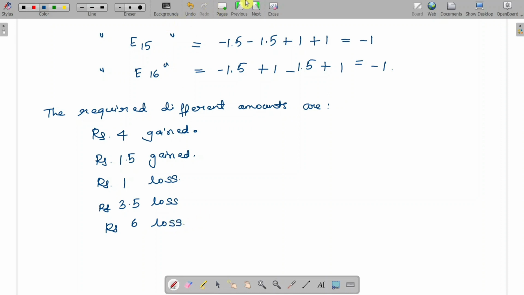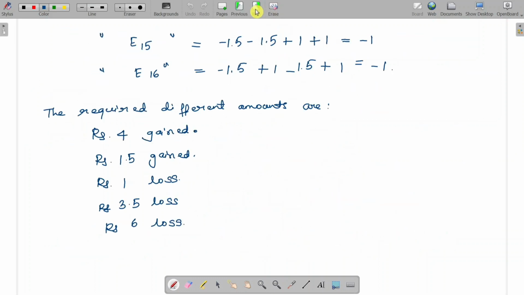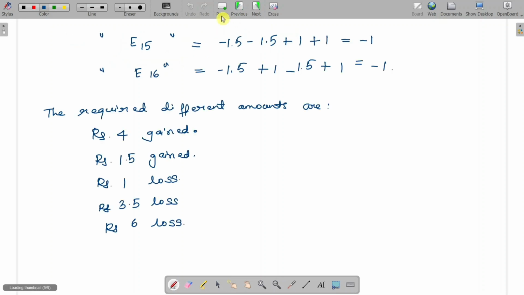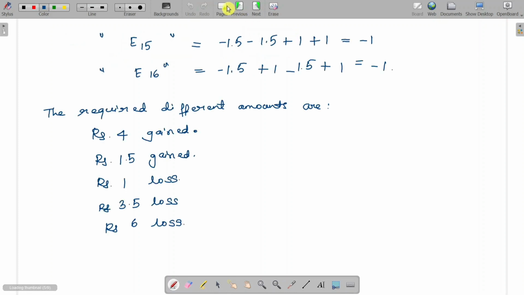Now what we will have to do is find the probability of each of these amounts. That means you have to find the probability of rupees 4 gained, rupees 1.5 gained, then the probability of rupees 1 loss, rupees 3.5 loss, and rupees 6 loss. So for that we will first take this rupees 4 gained as an event. So let F1 be getting rupees 4 gain, then F2 is rupees 1.5 gain.